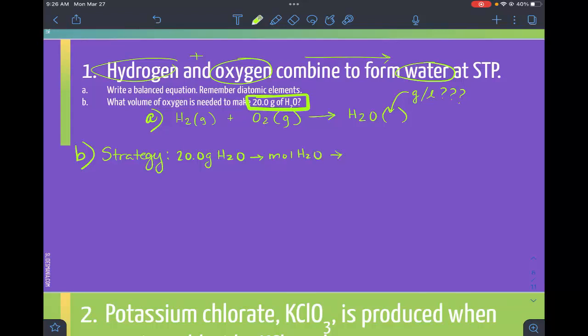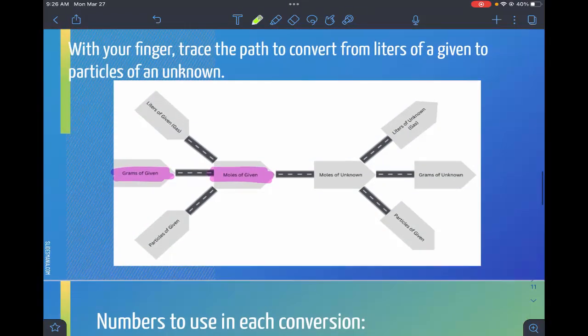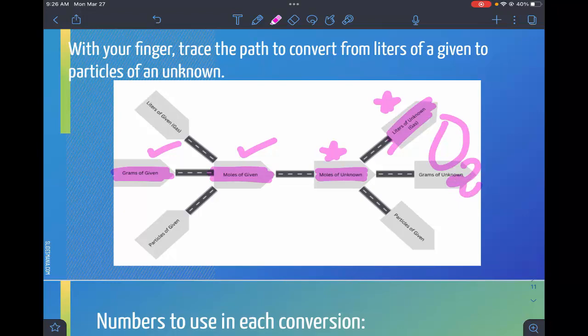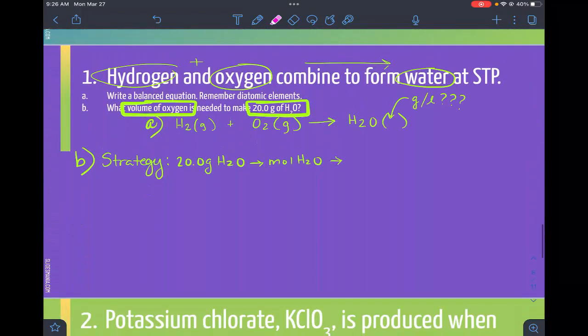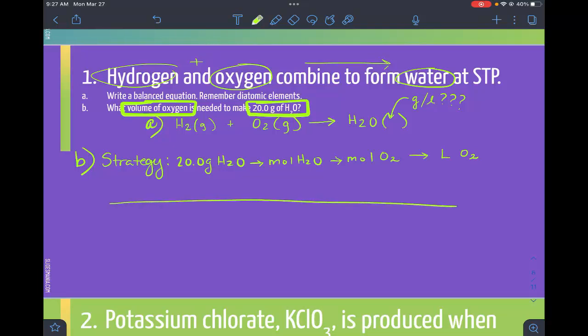Okay, and I'm going to go ahead and start thinking about where we're ending. We're ending at volume of oxygen. So back on our molar roadmap, we're ending at volume, which is liters. The next step I need to add is moles of my unknown, and then finally liters of my unknown. And my unknown here, remember, was oxygen gas. That was the chemical. So I'm going to go to moles of oxygen, O2, and then finally liters of oxygen. All right, let's set up our conversion factors, our dimensional analysis, and get to work.